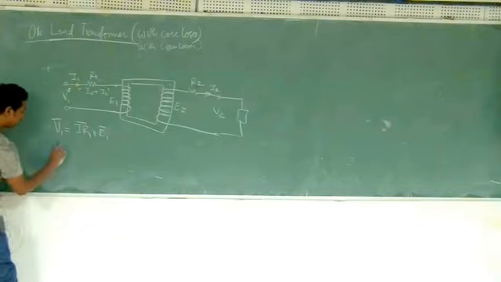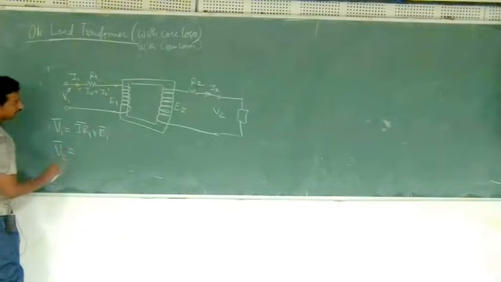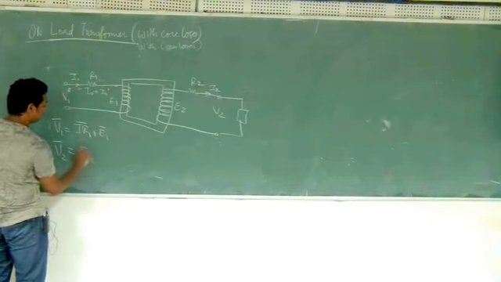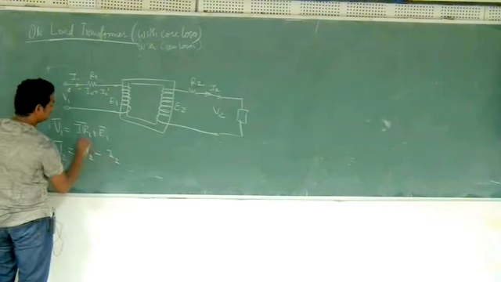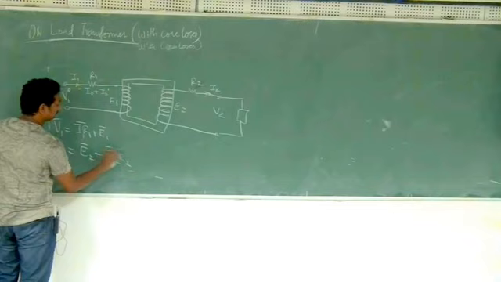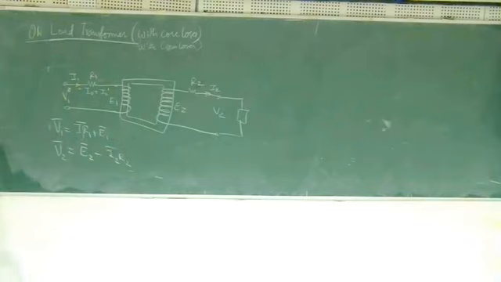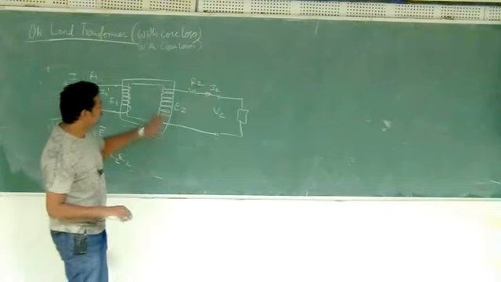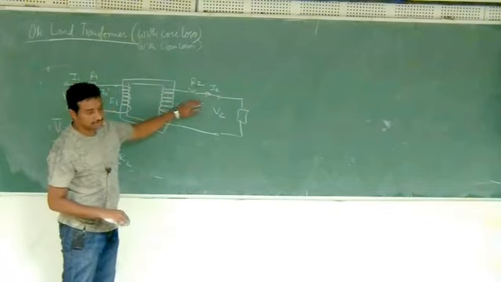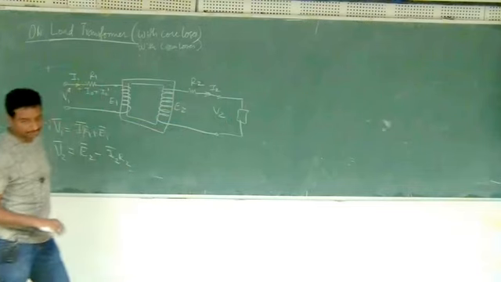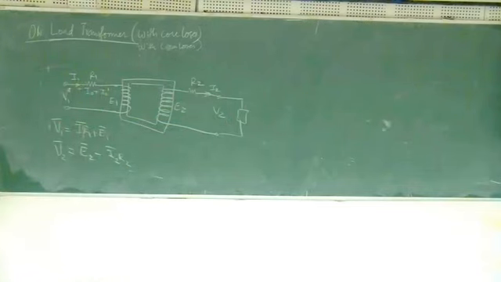So what is V2 now? E2 minus I2 R2. This is again vector subtraction you have to do. Just again Ohm's law. Whatever voltage is induced, some voltage is dropped, and the remaining voltage is given to the output.